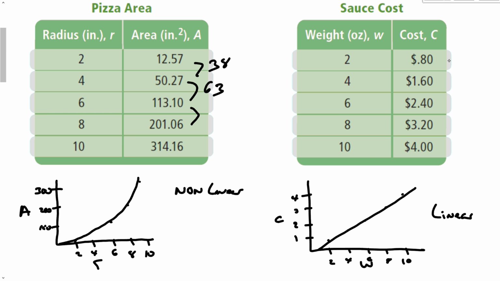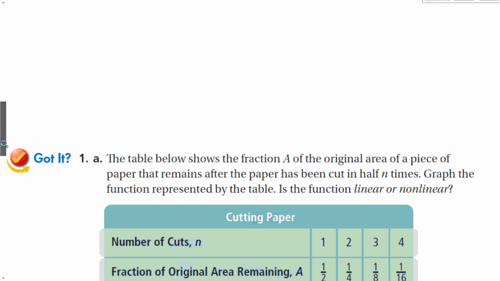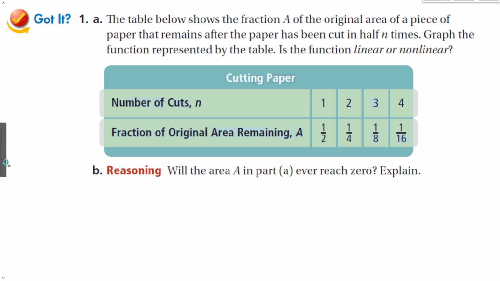And we can see that the difference between all these dollar amounts is always going to be 80 cents. So as I go up by 2 ounces, the price of the sauce always goes up by 80 cents. That is a linear function. Okay? So here's our Got It problem.